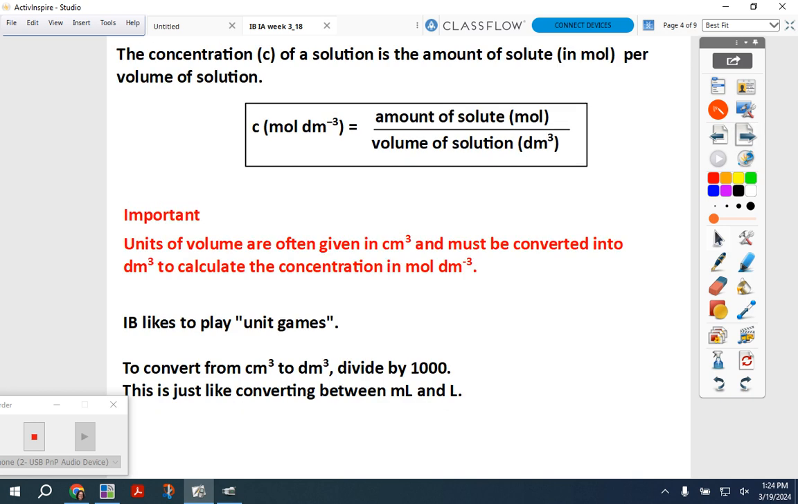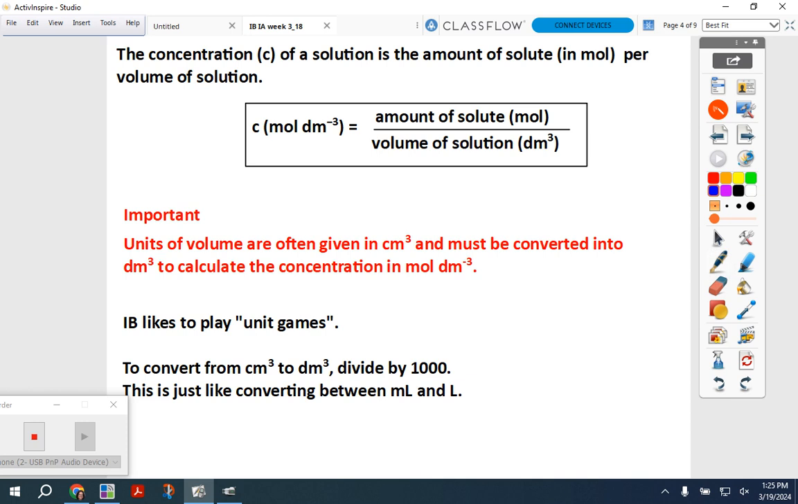And when we talk about concentration of the solution, we're saying how much of our solute do we have per volume of solvent, of the total volume of the solution. And 99% of the time, you're going to express it in terms of moles per cubic decimeter. This is the same as saying moles per liter, because decimeters cubed are the same thing as liters, and centimeters cubed are the same thing as milliliters.